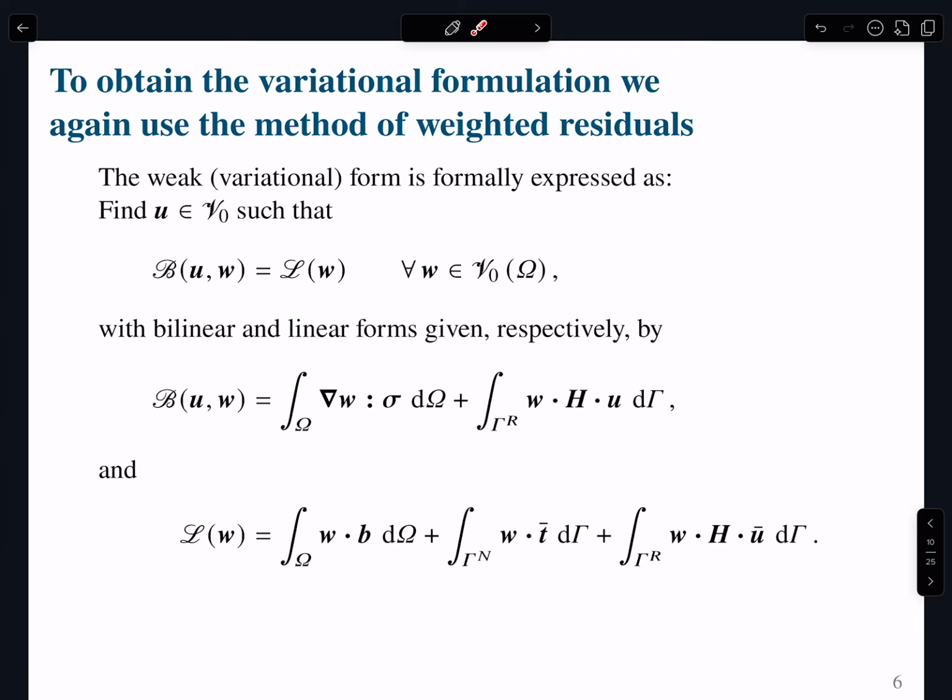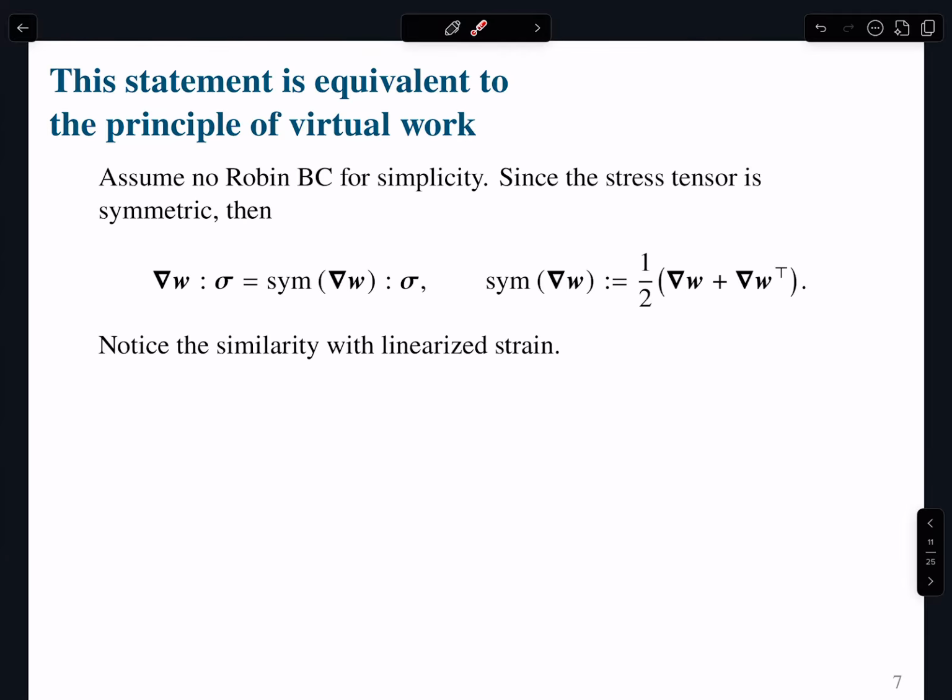So remember that the Robin boundary condition had two parts, one that you don't know, which is this one, and one that you knew, which is this one. And in the linear form, you have the body force term. We didn't touch it, right? We just left it like this all the way through. And then you have your Neumann boundary condition, and again, the Robin boundary condition, the known part. And so, with this, now we are ready to go for a discrete formulation.